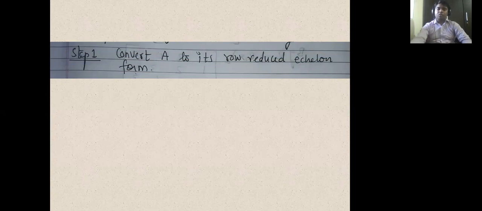Now, what does row reduced echelon form mean? We know the row echelon form, and we know how to convert a matrix to it. The change between row echelon and reduced row echelon form is that whatever pivot entries we get in row echelon form must specifically be equal to 1. So if the pivot entries are equal to 1, then that row echelon form becomes the row reduced echelon form.